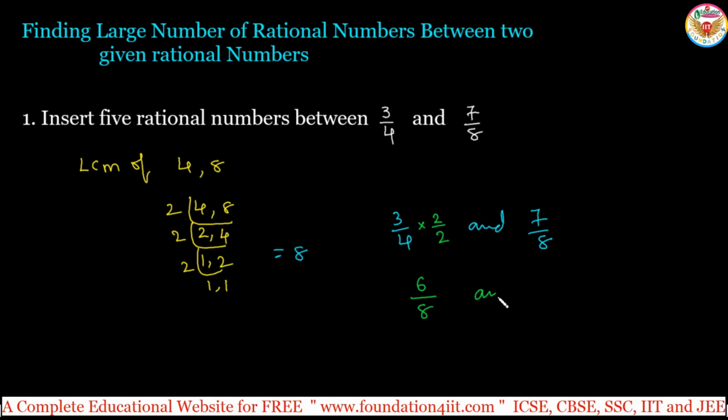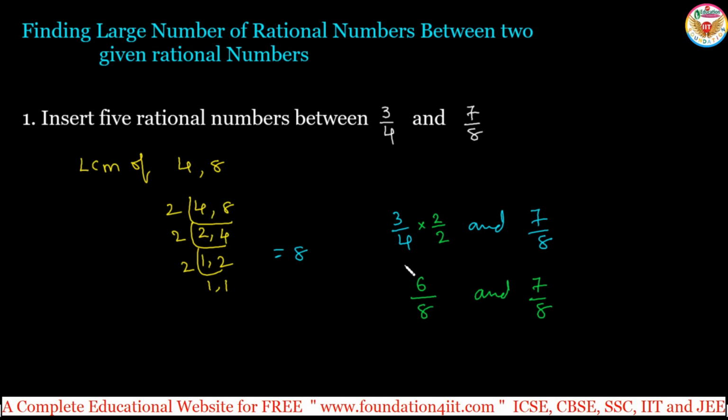So 6 by 8 and 7 by 8. This is exactly equal to 3 by 4 and 7 by 8. Okay, this is step 1. First step is take the denominators and find out the LCM, and the denominators must be equal to the LCM. So same denominators it must be.